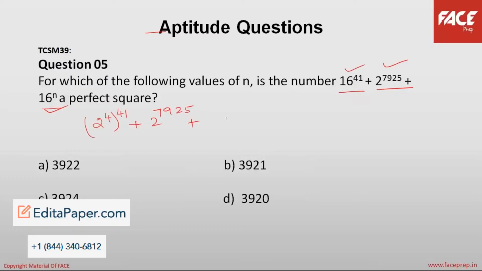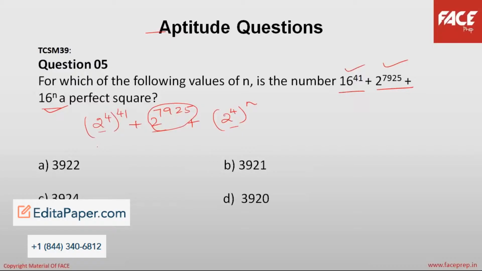What about 16 power n? Can I again write it as 2 power 4 whole power n? Yes, I can always write it like this. Now I can see something peculiar: I can see 2 power 4, I can see a value here, and I can see a middle term here. Correct? Let's try to further reduce.